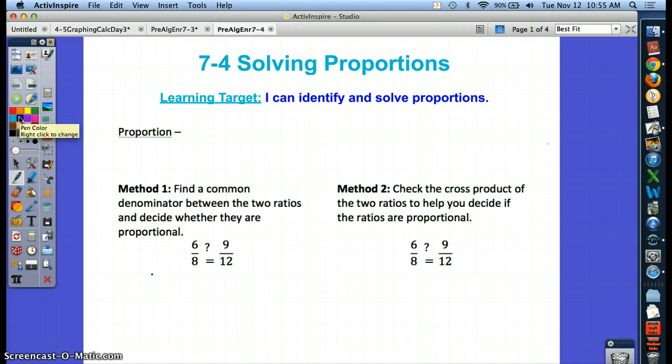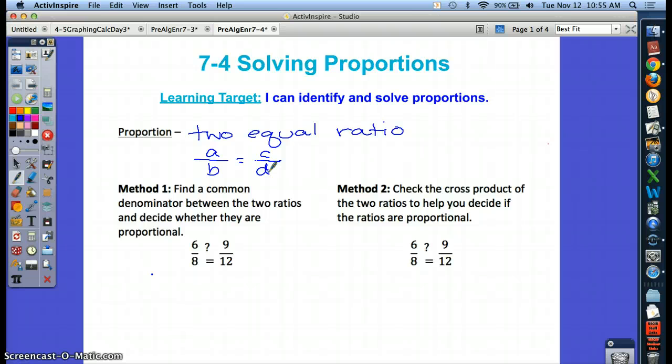A proportion is just two equal ratios. So write that down along with your target. It's just two equal ratios. That means it's a fraction equal to another fraction. So if you look in an algebra book, it might say something like A over B equals C over D. That's just an example with letters. All it is is two ratios that are equal.